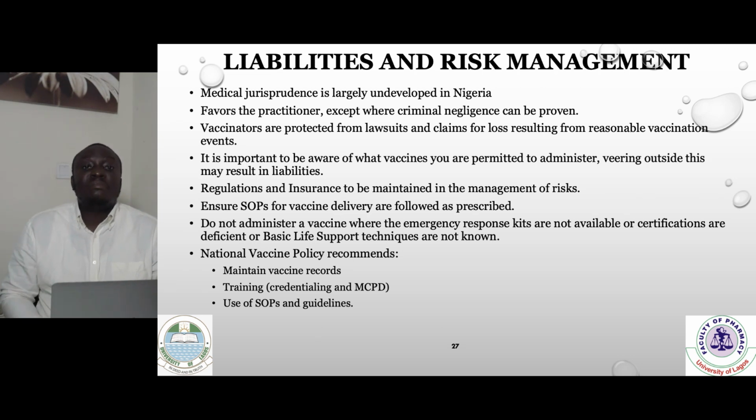The National Vaccine Policy recommends 3 steps. Number one, maintain all vaccine records, both locally and the ones you upload to the website, the DHIS. Number two, ensure the training of both yourself and all the staff involved in providing vaccine to the general public. Number three, the National Vaccine Policy recommends that you use the SOPs and guidelines that have been provided by the NPHCDA for all vaccine encounters. If you adhere by all of these recommendations, you would have managed your risks to a low level.